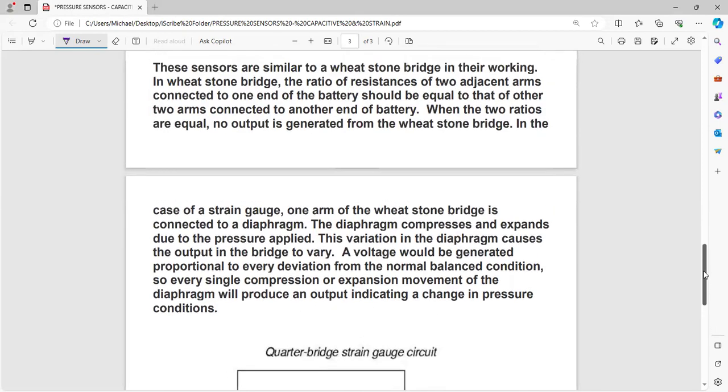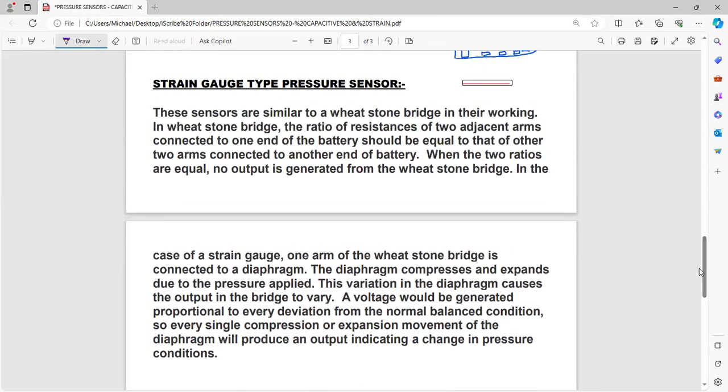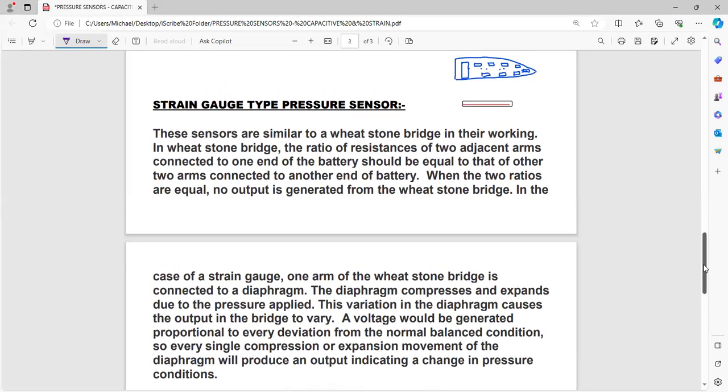Okay, so this type of strain gauge or pressure sensor, he will ask you to explain. And if he asks you to give an example where it can be used, then this is the example that you can give. Okay, that it is used for your hull stress monitoring system.